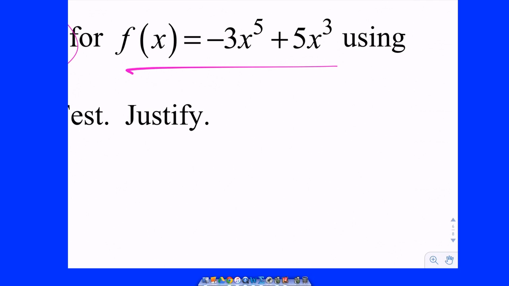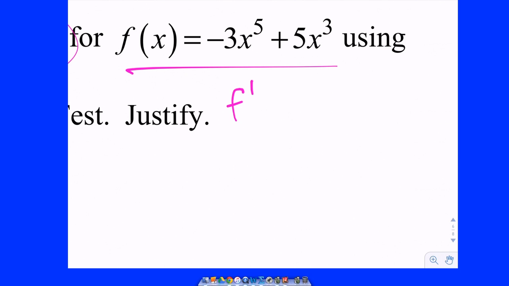What are we going to need first? Both tests require that we have what in our hand? Or in our other hand? We need the critical values, right? We need the critical values. So the domain of this function f of x is what? All real numbers all day long.